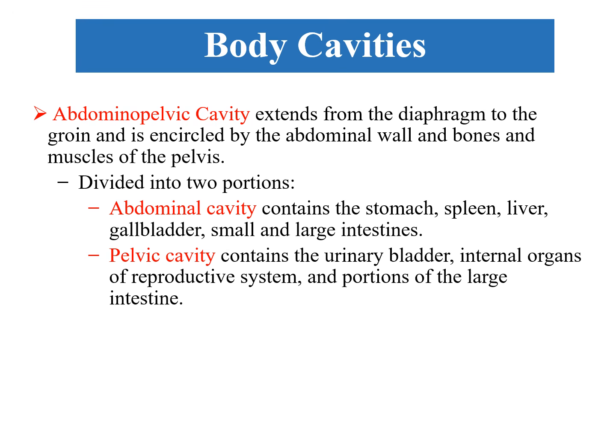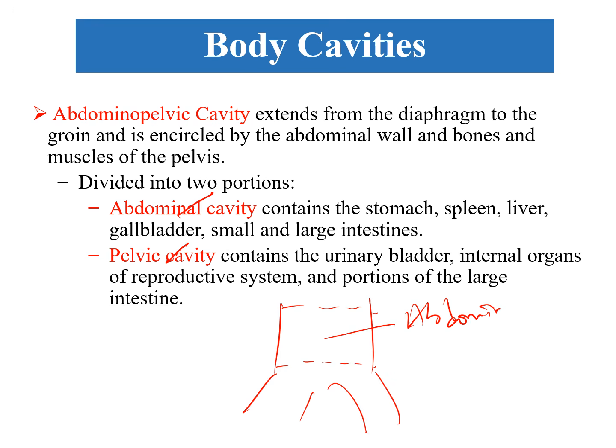Now, this abdominopelvic cavity is made up of two cavities, and these cavities are the abdominal cavity and the pelvic cavity. So they are continuous with one another. They are just divided by an imaginary line, but they are continuous with one another. For example, if this is our abdominal cavity, this one underneath here is the pelvic cavity.